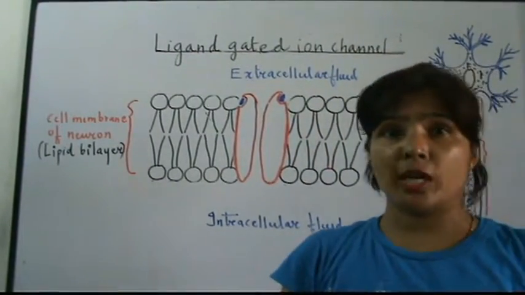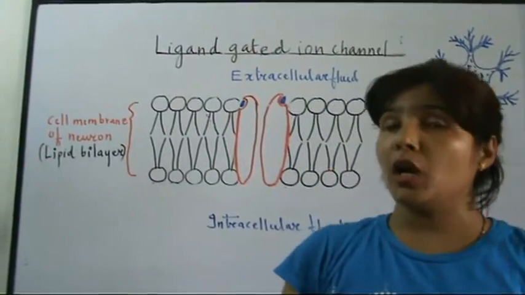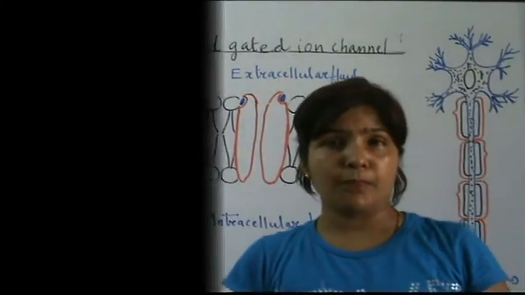Do remember, the ion channels are very important to maintain the membrane potential across the neuron and to allow the transmission of the nerve impulse.